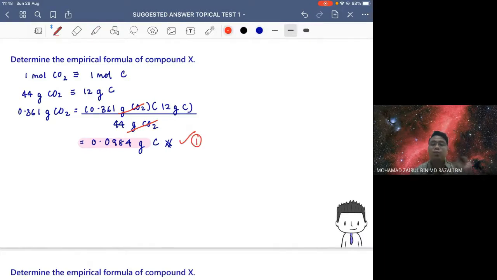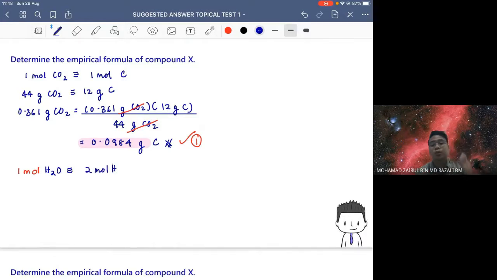Okay, and then awak boleh buat benda yang sama untuk cari mass hydrogen. Okay, so kita buat 1 mole of H2O equivalent to 2 mole hydrogen.